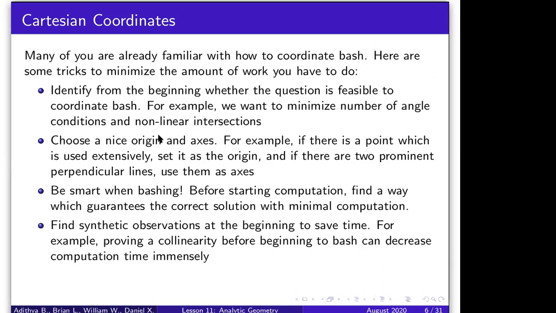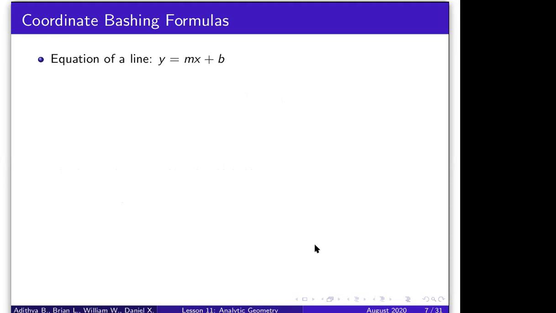Always look for synthetic observations first before bashing. For example, if we prove a collinearity or concyclicity before beginning to bash, it can decrease the computation time immensely. And now that we know all these tricks, we might as well also review some of the most commonly used formulas when coordinate bashing. We'll breeze through most of these since most of you already know them.